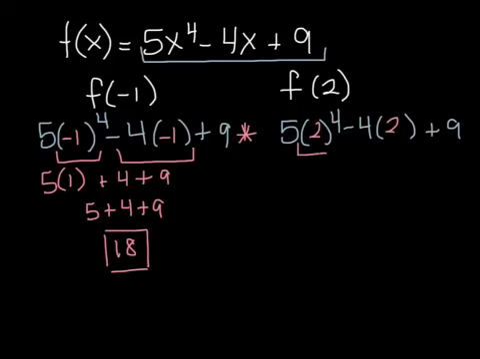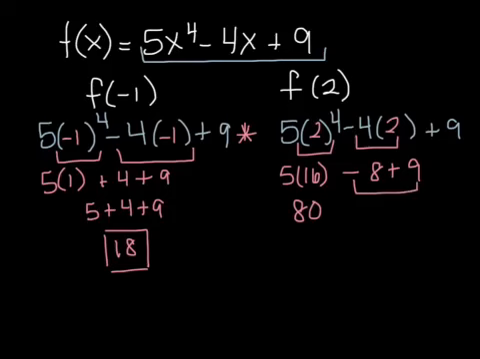2 to the 4th is 16. This right here will give me -8 plus 9. 5 times 16 is 80. If I put those together, I get a +1. Therefore, my answer is 81.